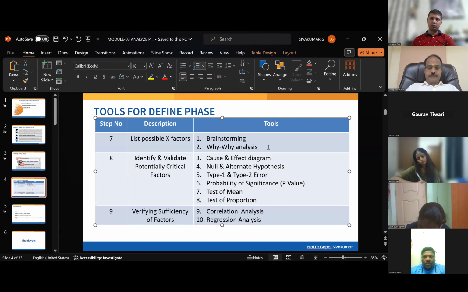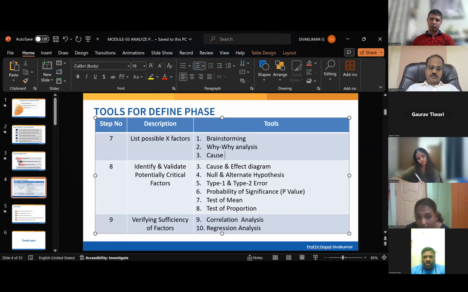So I will put the cause and effect diagram here. Then here what we can have is the cause and effect matrix, or an easy one, the impact control matrix. The first three, you know very well. And then the impact control matrix, null hypothesis, alternate hypothesis, type 1, type 2 error, probability of significance, test of averages, test of proportion, and correlation analysis and regression analysis.